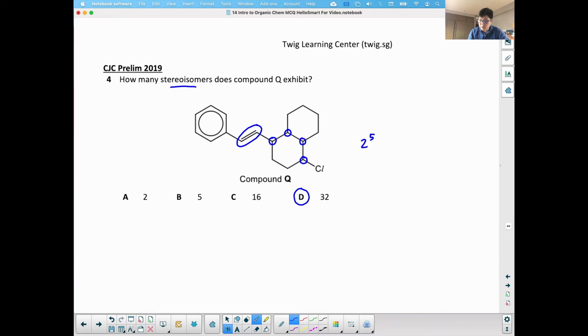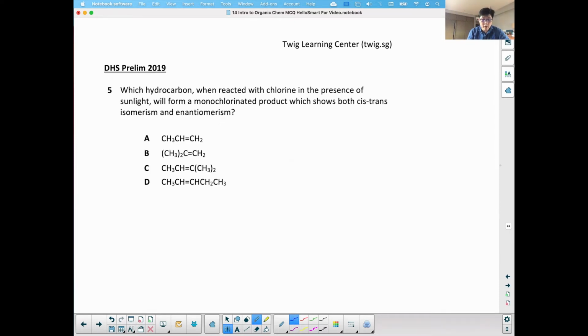Okay, let's look at the next question. Which hydrocarbon, when reacted with chlorine in the presence of sunlight, will form a monochlorinated product which shows both cis-trans isomerism? So for this question, the answer should be D, right? Just to give you an idea why it should be D. Because if it forms a monochlorinated product and it would also have a chiral center, so this is where the hydrogen will be substituted. So you've got to substitute this hydrogen.